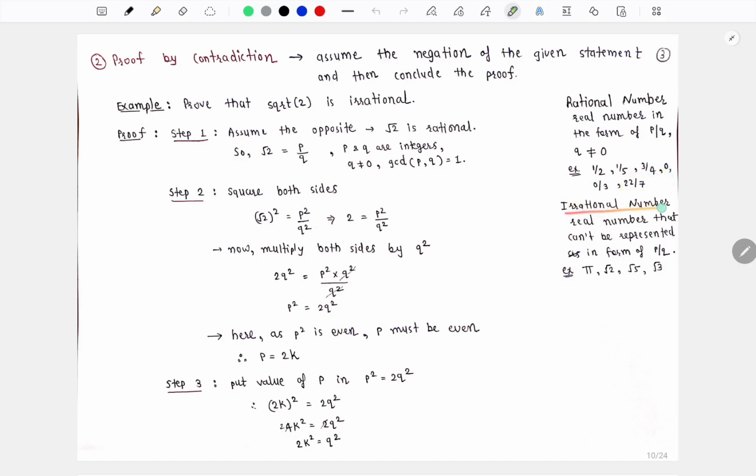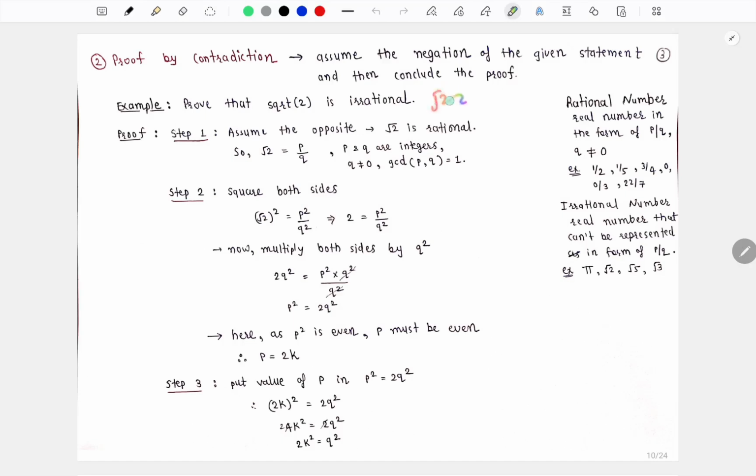Then what is an irrational number? An irrational number is a real number that can't be represented in the form of p by q. It is the opposite of a rational number. Examples of irrational numbers are pi, root 2, root 5, root 3, because they can't be represented in the p by q form.